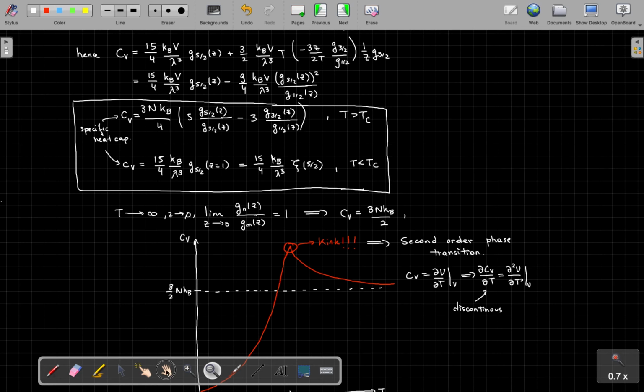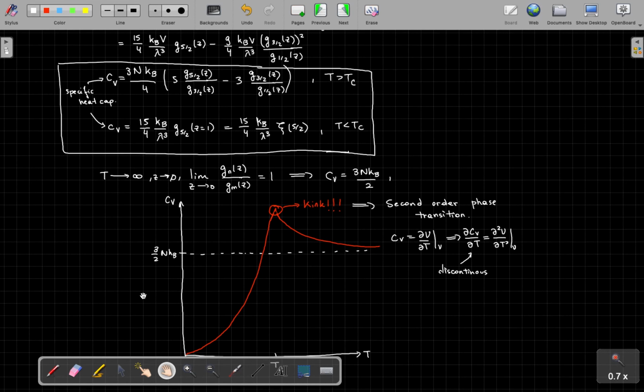And yeah, so that's it. This was our discussion of Bose-Einstein condensation. And we're going to look at more phase transitions later, especially looking at the Ising model, the Potts model.